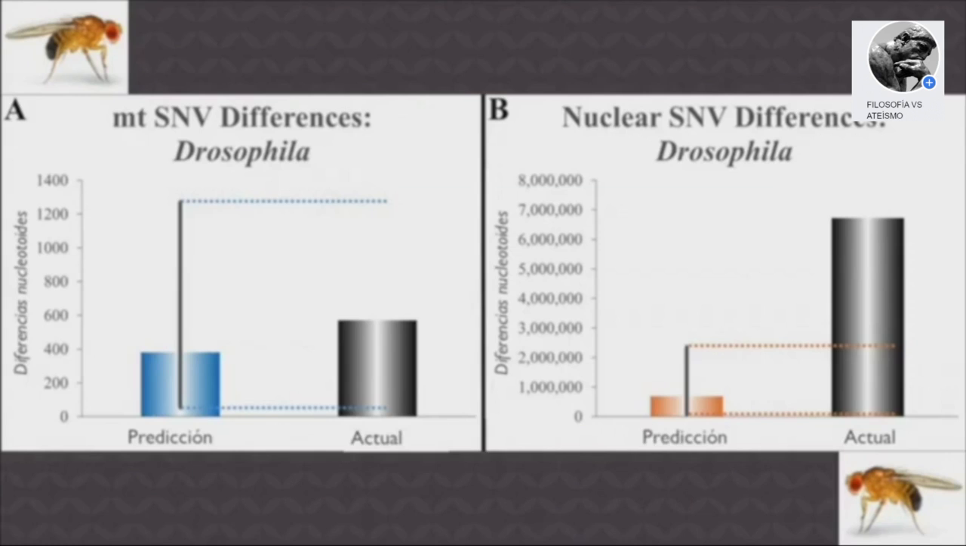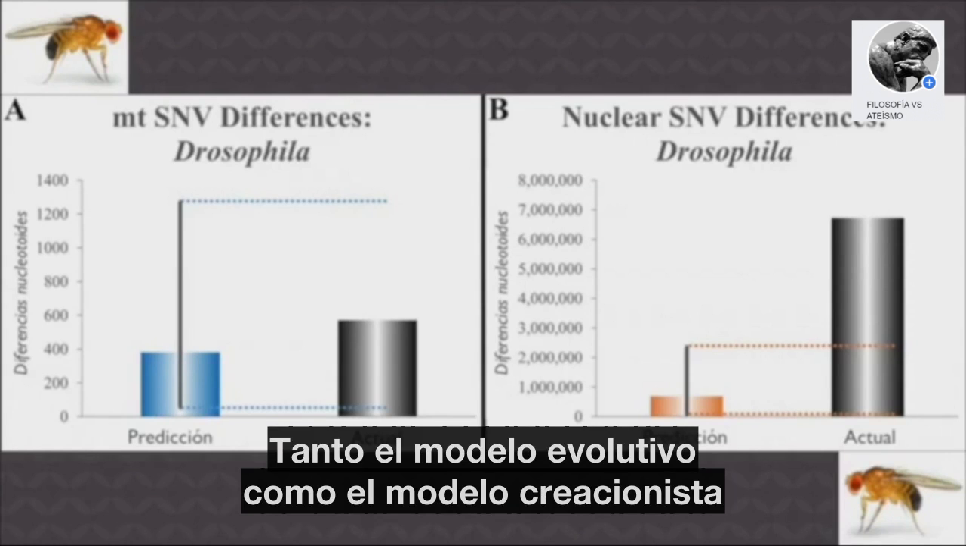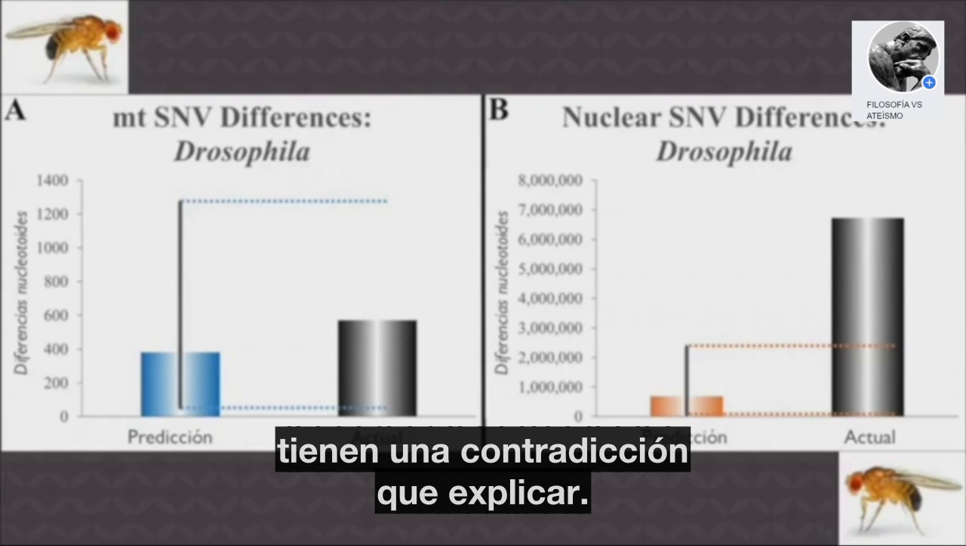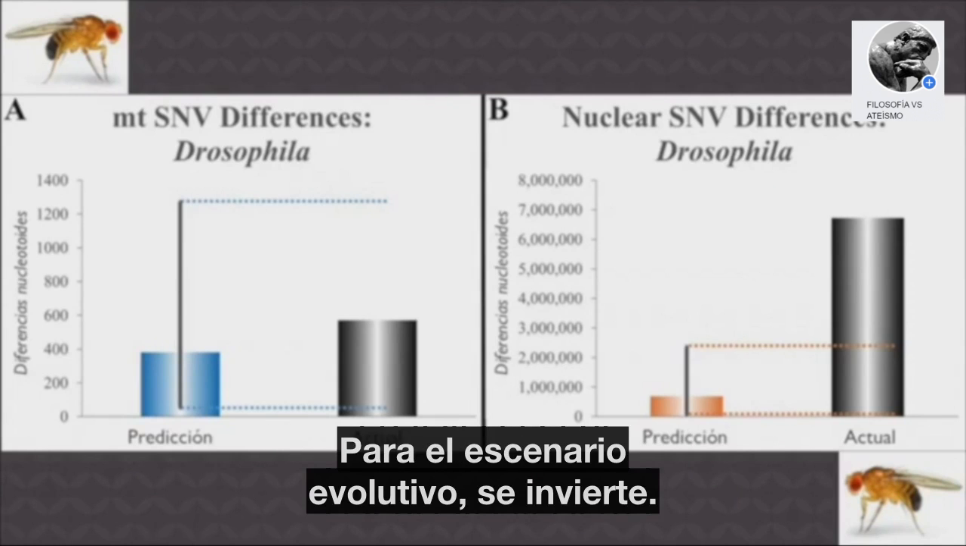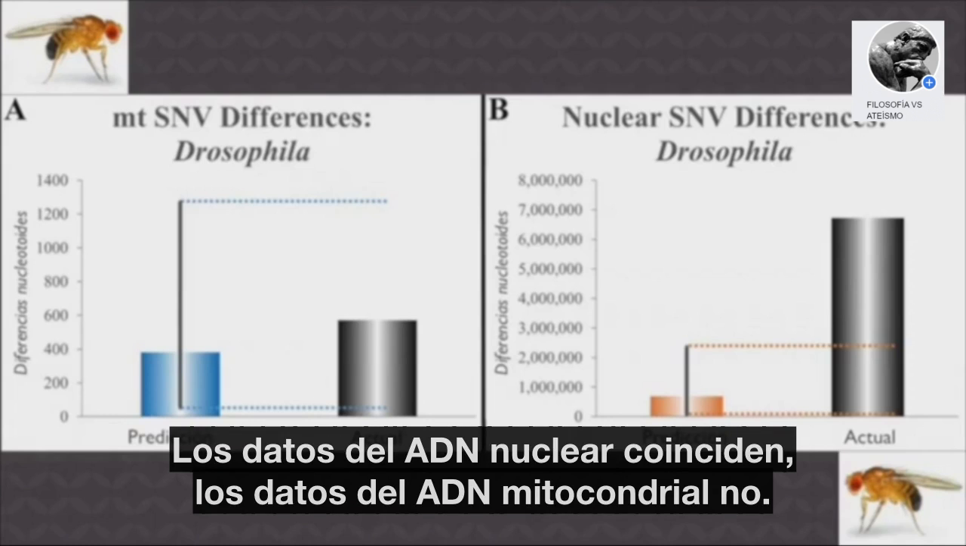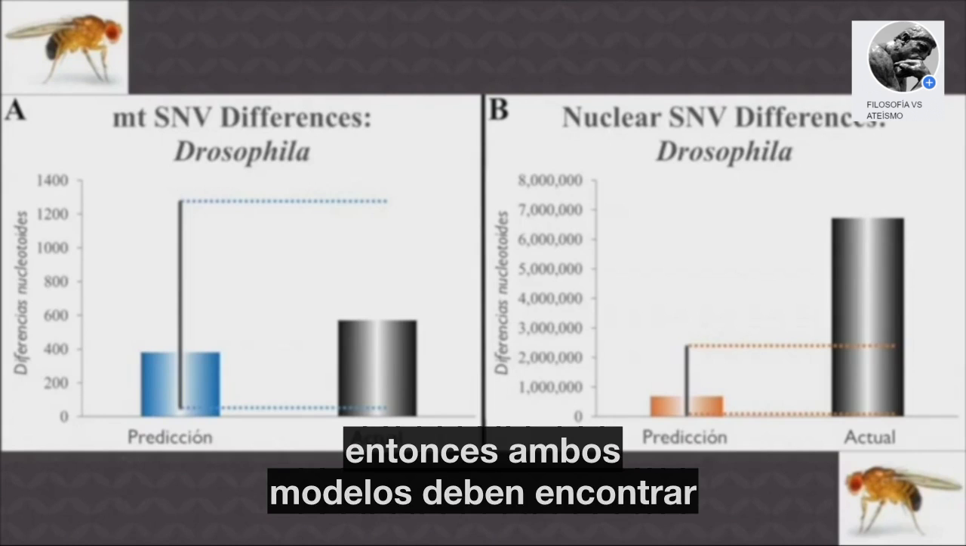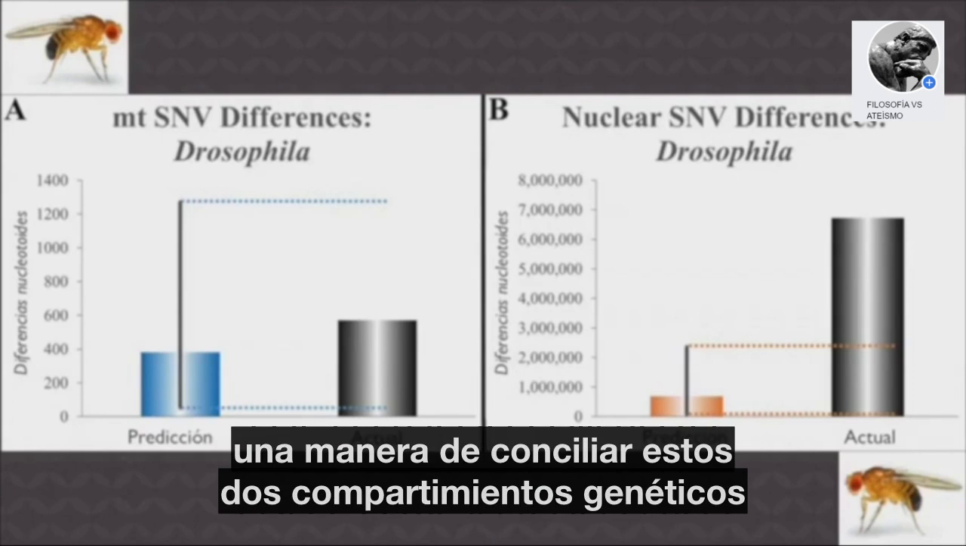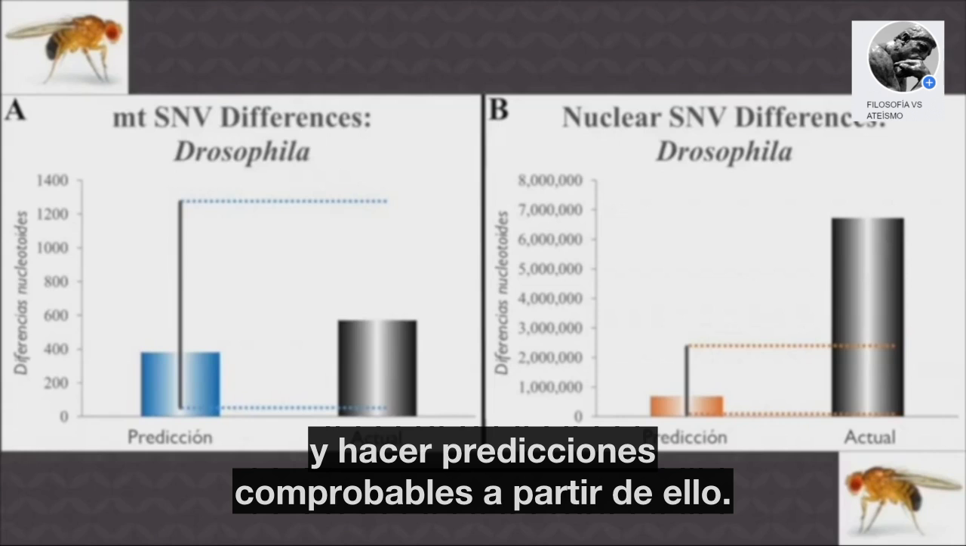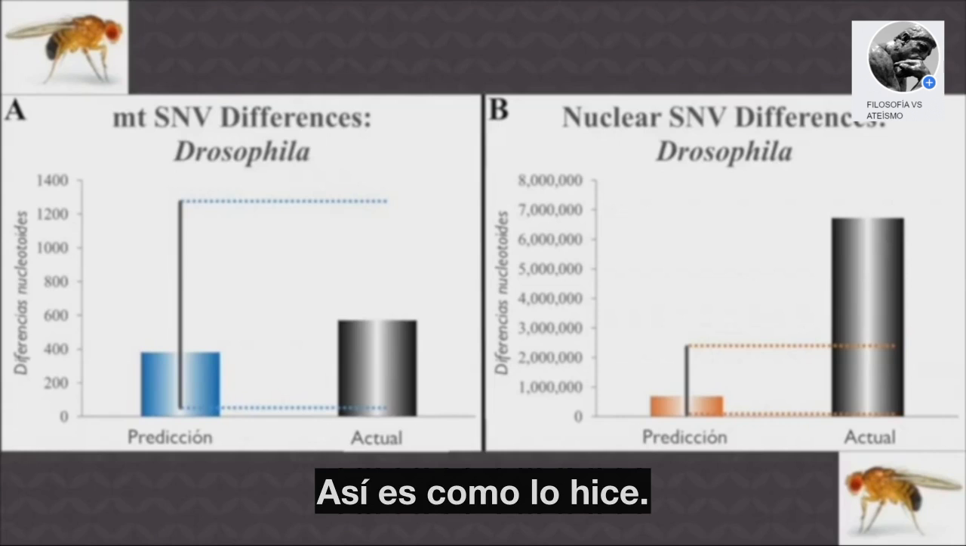Now, both the evolutionary model and the creationist model have a contradiction to explain. For the evolutionary scenario, it's reversed. The nuclear DNA data matches, the mitochondrial DNA data does not. So both of these models must find a way to reconcile these two genetic compartments and make testable predictions from it. Here's how I've done it.